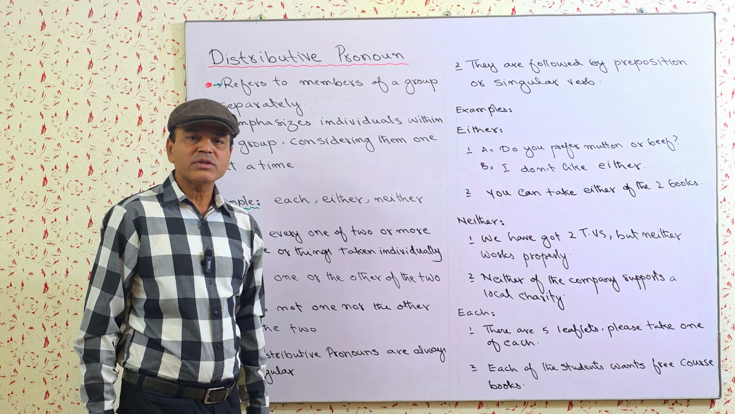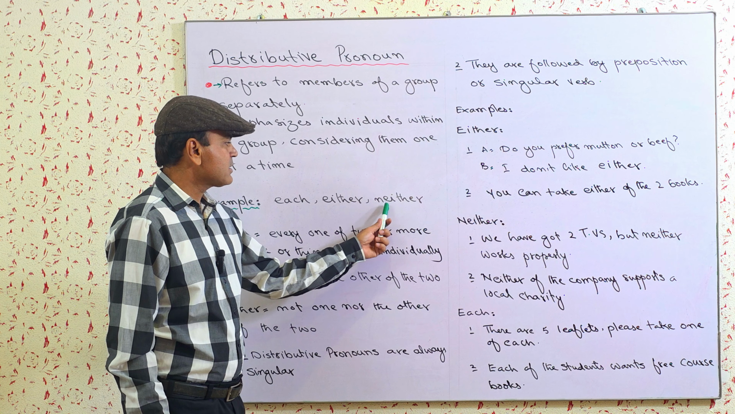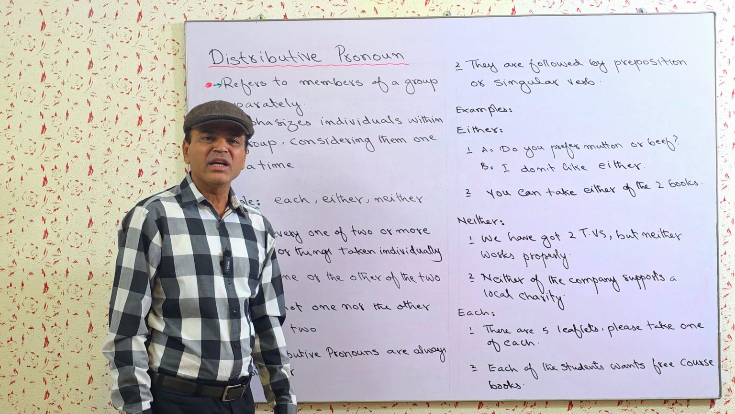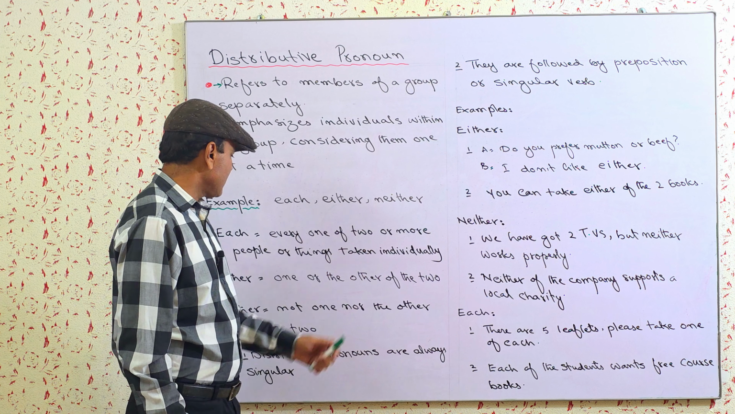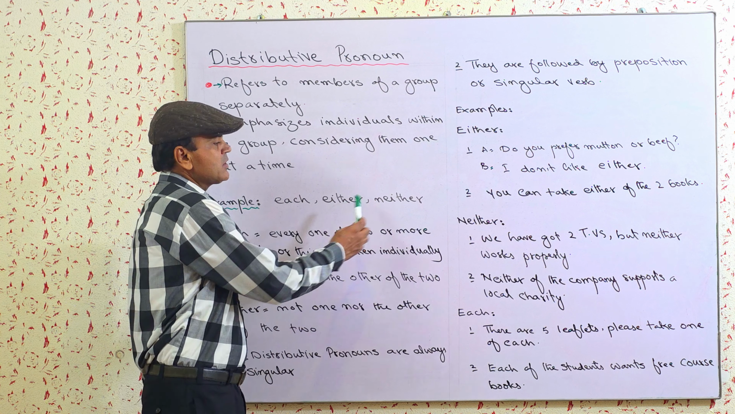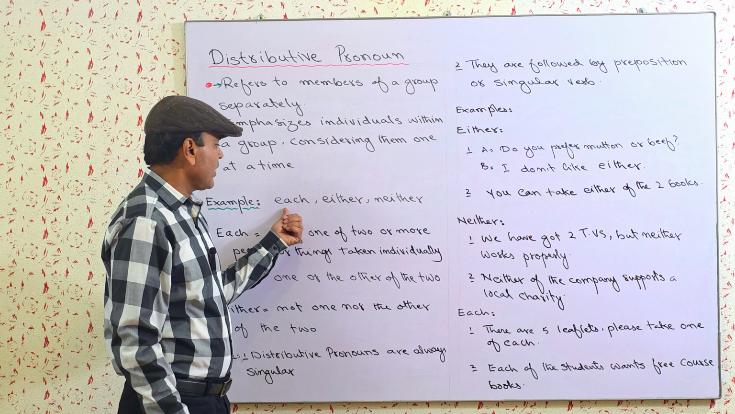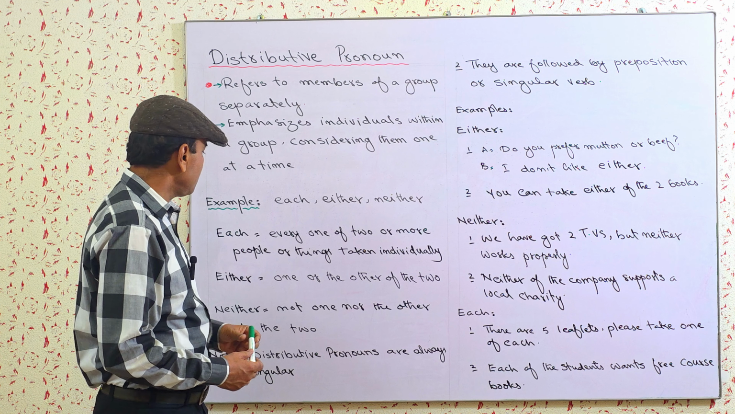Either is also pronounced as "eyether," and neither is also pronounced as "nyether." But the most common pronunciation is either and neither. What is the difference between all these three? Let's discuss each of them.